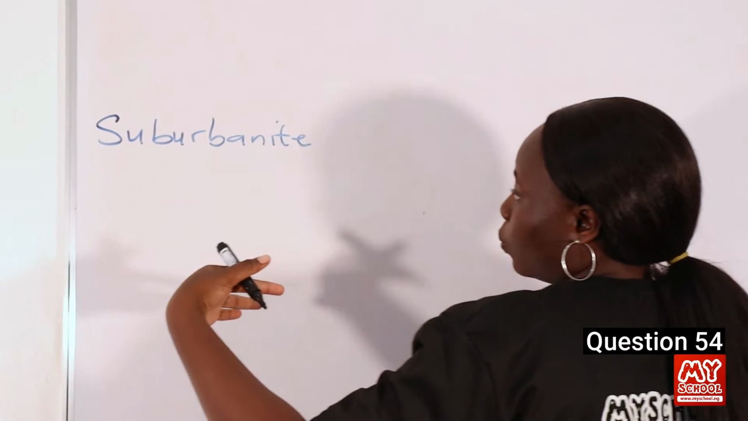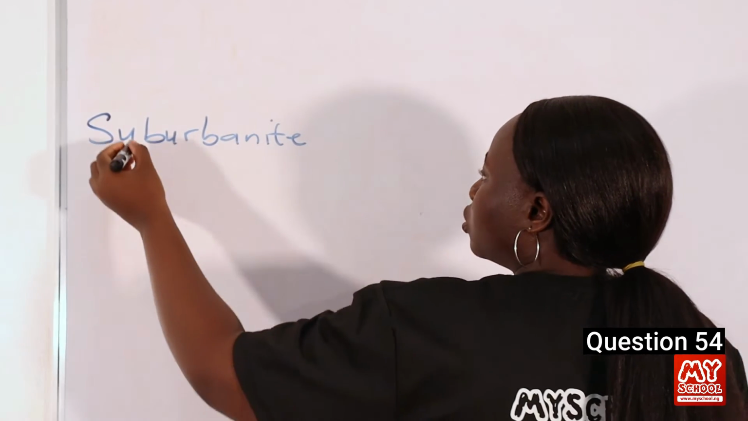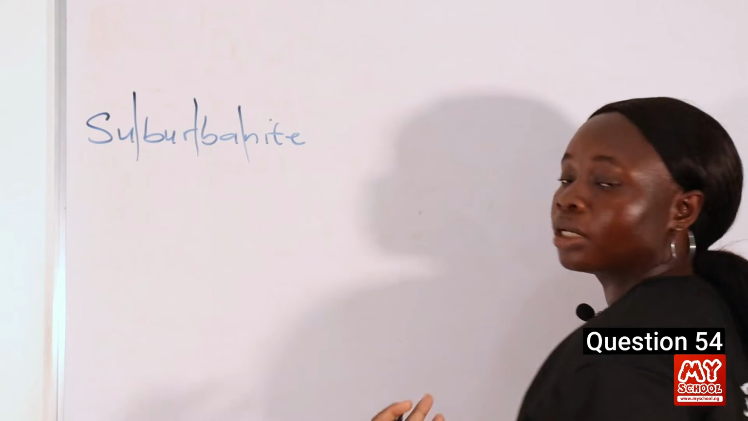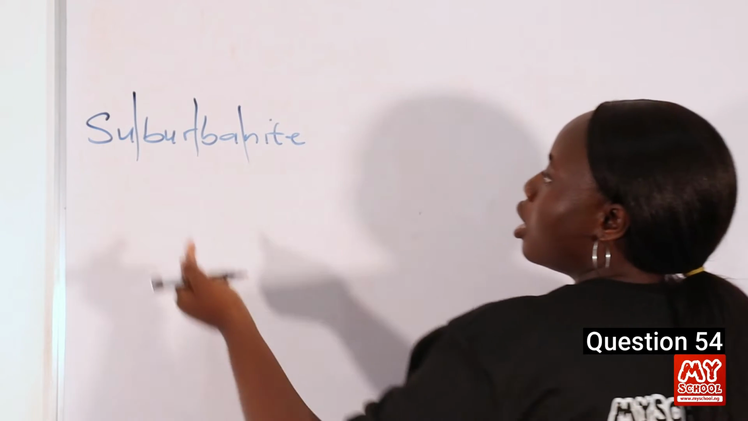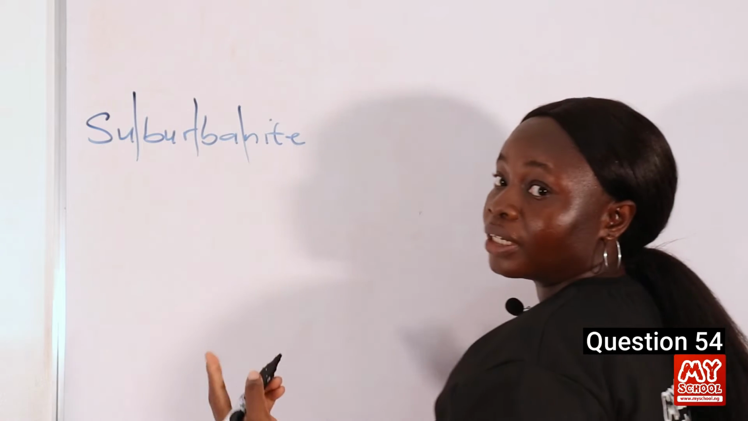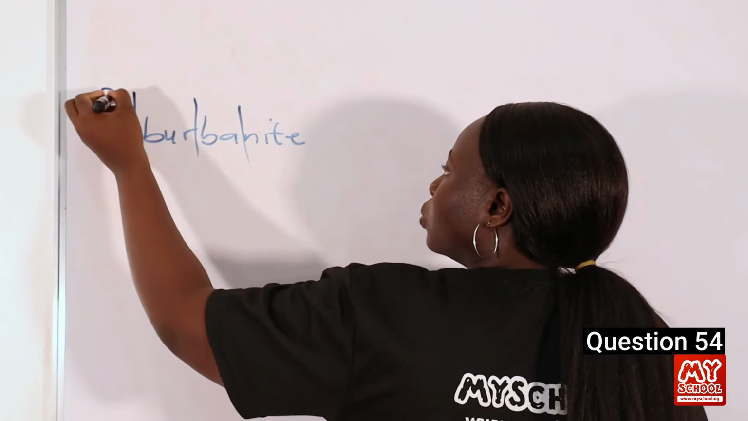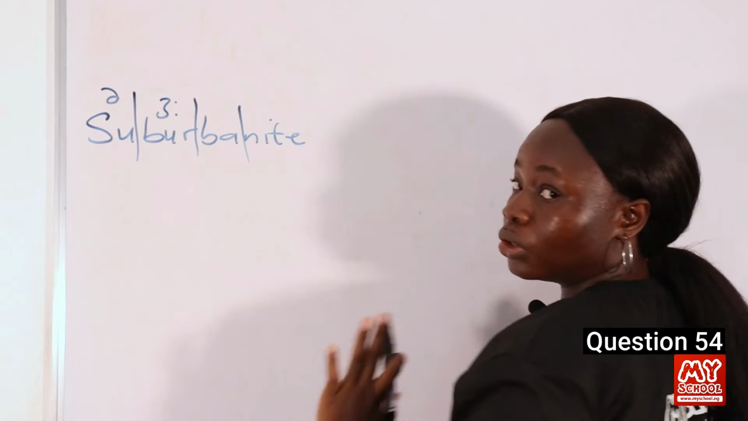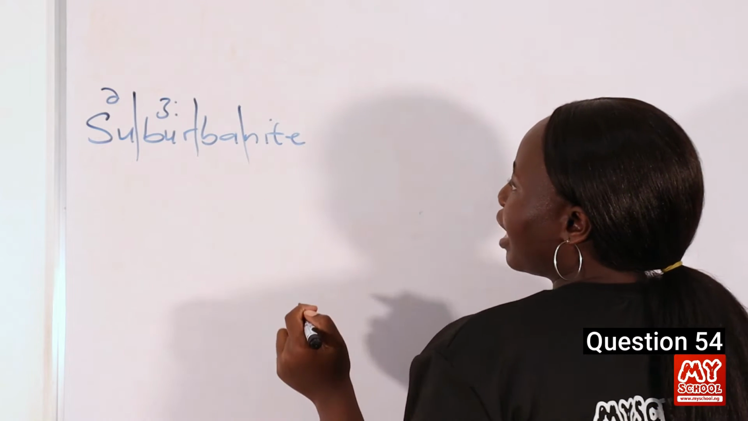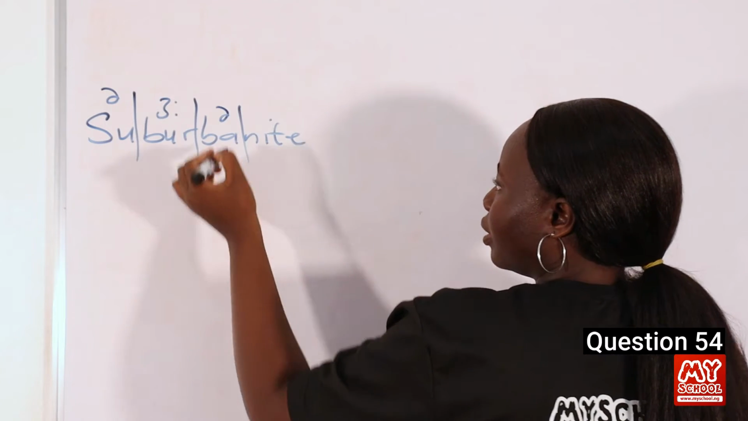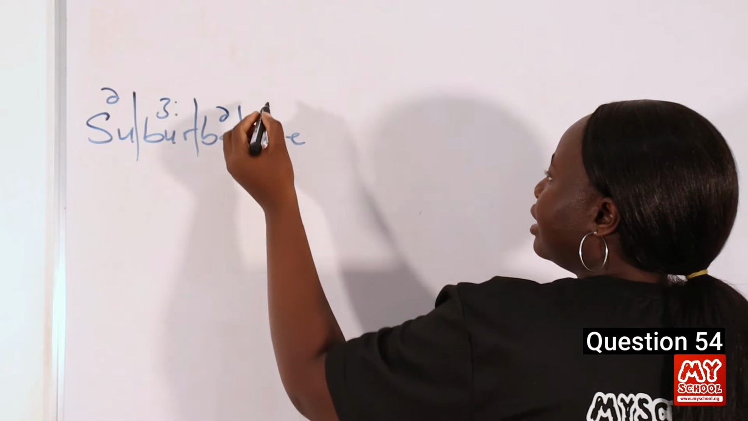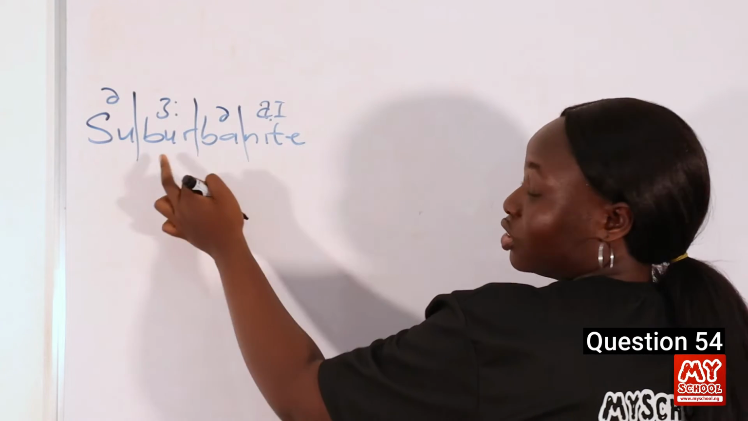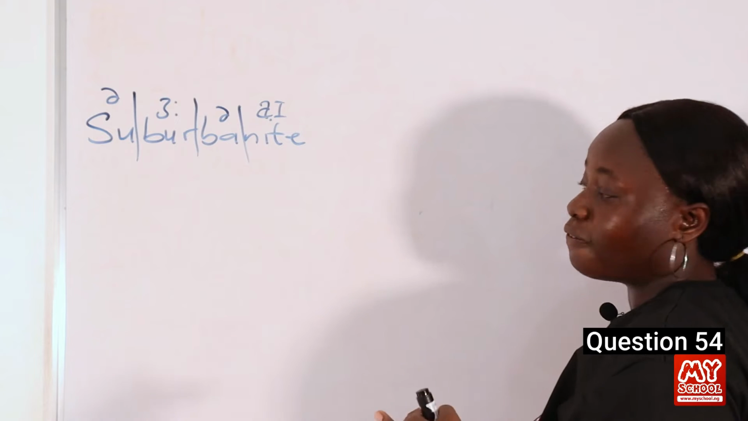again, we divide the word into its syllables. We have su, bur, ban, ite. In the first syllable, there is a weak vowel, the schwa sound. Here we have this sound, so it's not a weak syllable. Then we have another weak vowel here. Then here we have a diphthong. So we can see that in both the second and last syllable, there is no weak vowel.